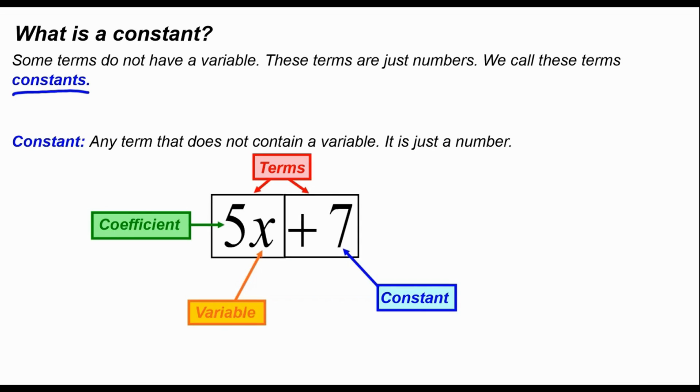It's just a number. So again, if we look at this 5x plus 7, this has two terms, and the first term contains a variable, so it has a coefficient. And the second term does not contain a variable. It is just a regular number, so that is considered a constant. So the 7 is a constant, the 5 is a coefficient, the x is a variable, and there are two terms in this expression. So lots of parts and pieces to algebraic and numerical expressions, and it's important that you know these terms and how they're used.